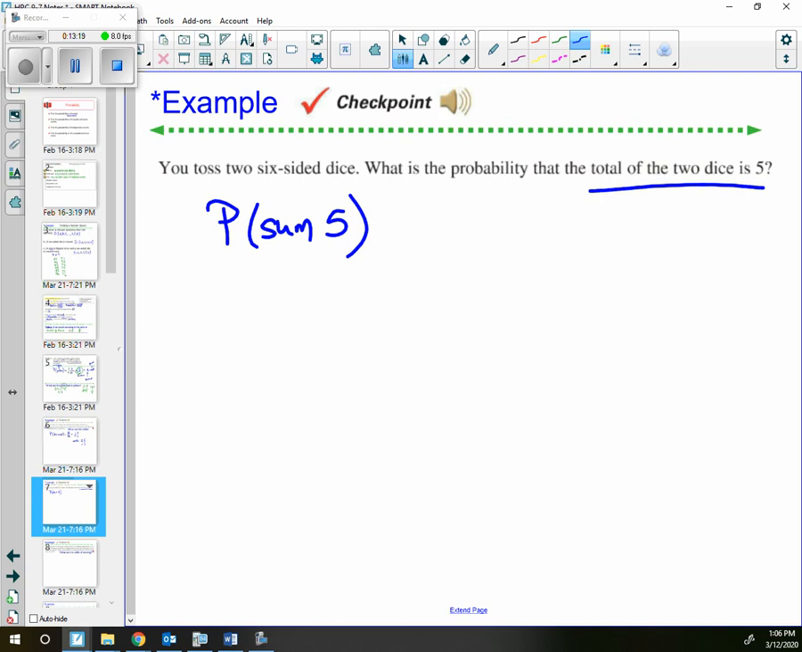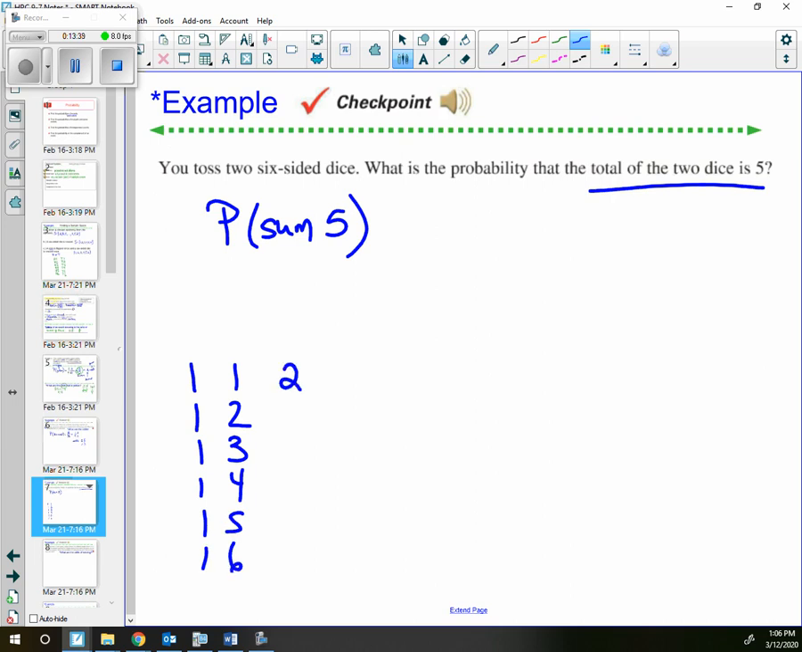All right, well, think about all of your outcomes, and this is really important. When you think about the outcomes, your sample space, remember that you're tossing 2 dice. So that means you could get a 1 on the first die and a 1 on the second die. You could get a 1 on the first die and then a 2. You could get a 1 and a 3, a 1 and a 4, a 1 and a 5, a 1 and a 6.